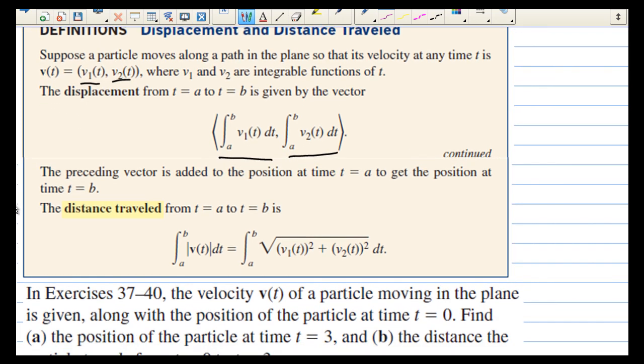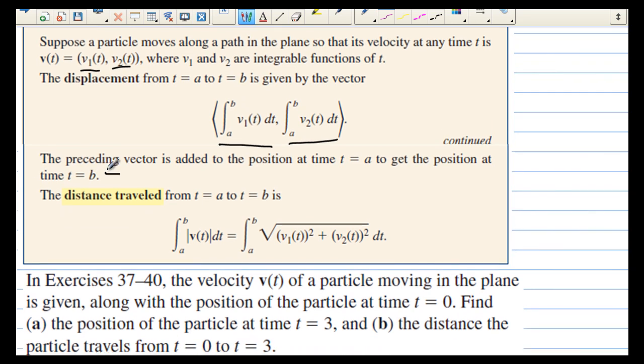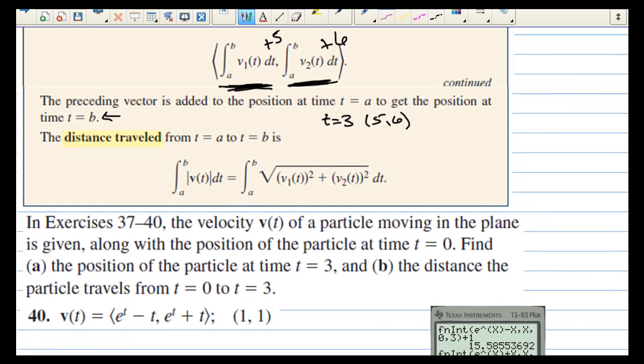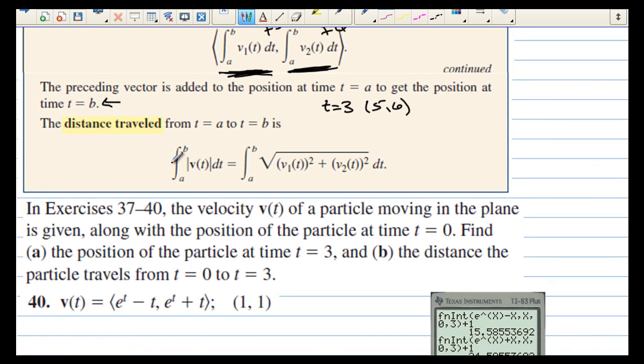t equals b. The distance traveled, let's talk about that sentence. If you find out that at time t equals 3, it's at 5, 6, well, when you integrate each of these, that's displacement. So if you want to know the position, you would add 5 to this one and you'd add 6 to this one. The distance traveled from t equals a to t equals b is given by, well, we just take the absolute value of the vector, but to take the absolute value of the vector, you have to take the square root of v1 squared plus v2 squared, and of course the integral from a to b.